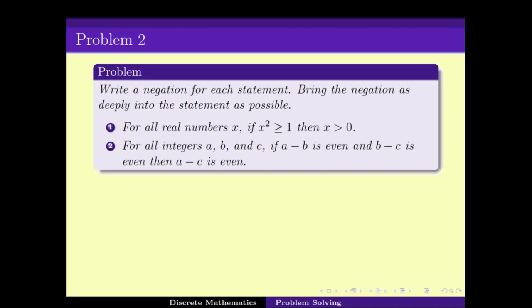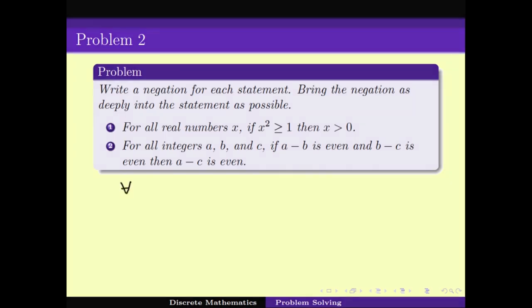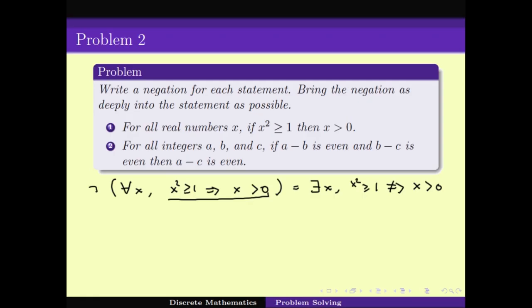Now there are multiple ways of doing it. Firstly, this statement is of the form: for all x, x squared greater than or equal to 1 implies x is not equal to 0. If I want to take a negation of this, the negation will become, of course, there exists x such that x squared is greater than or equal to 1 does not imply x is not equal to 0. So the negation changes for all to there exists, and this expression is the predicate, and this one is the negation of it. So A implies B, the opposite of that is A does not imply B.